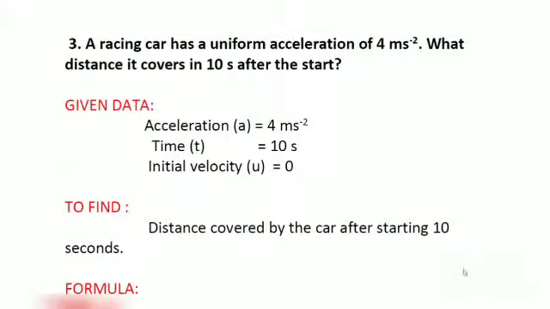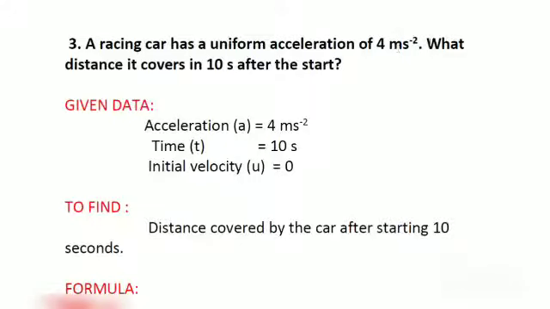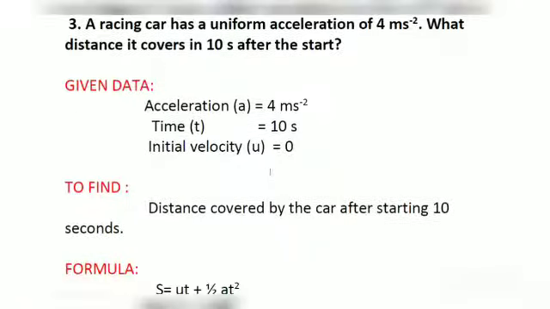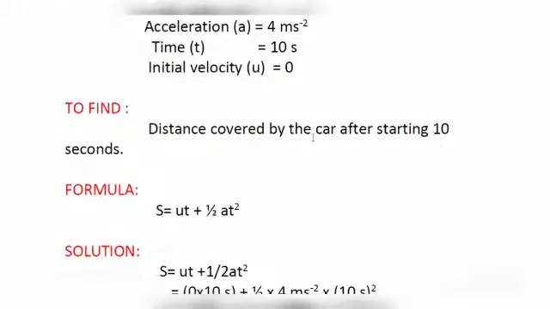Question number 3. A racing car has a uniform acceleration of 4 m s^-2. What distance does it cover in 10 seconds after the start? That is, the acceleration of the car is given as 4 m s^-2, and we have to find the distance after 10 seconds. Acceleration a is equal to 4 m s^-2. Time t is 10 seconds. Initial velocity u is equal to 0. To find the distance covered by the car after starting, 10 seconds.